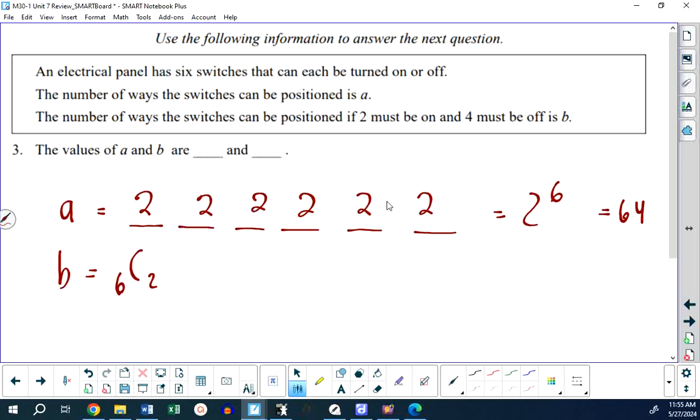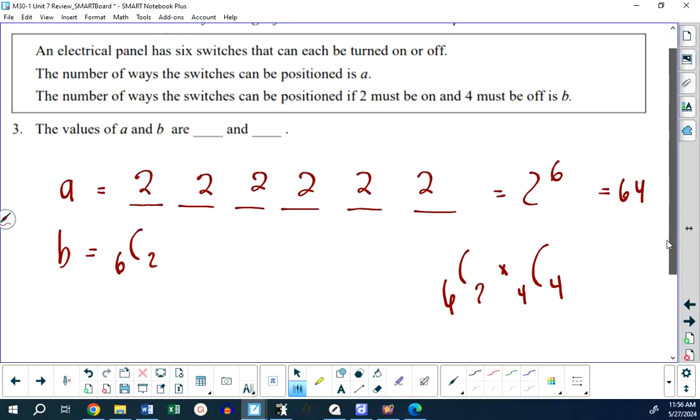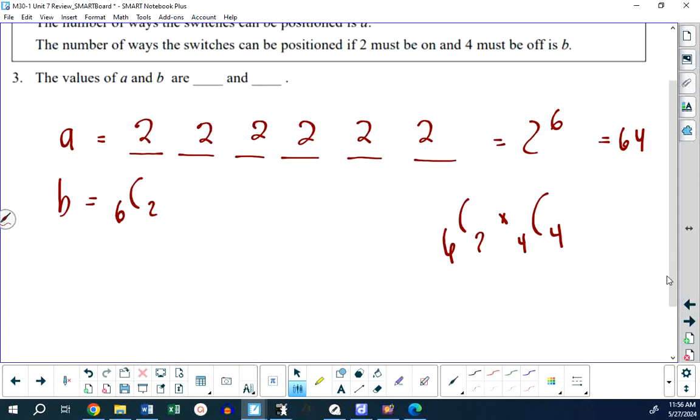The other way to look at it is you could actually say this. Of the 6 switches that are currently up for moving around, on or off, I need to choose 2 of them to be on. How many switches are left that I have to look at? 4. And of the 4 switches remaining, I need to choose 4 of them to be off. But 4 choose 4 is 1. And I hope you see that I'm talking about choosing 2 to be on.